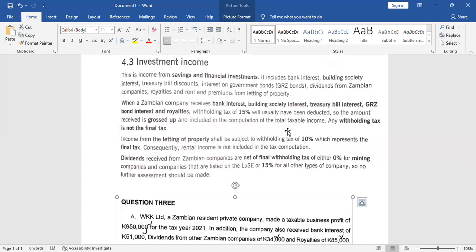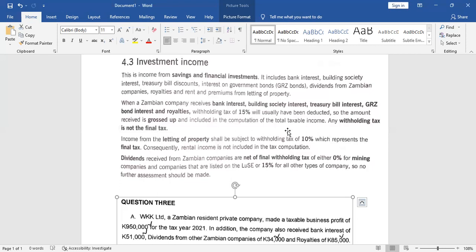Okay, the rules, as you can see, there are three categories here. There is a category for interest, a category for letting of property, and dividends. Okay, so the first one is when a Zambian company receives bank interest, building society interest, treasury bill interest, GRZ bond interest, and royalties.